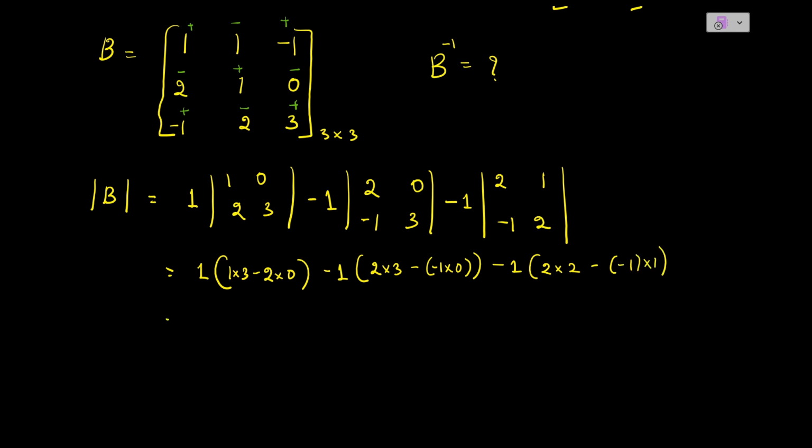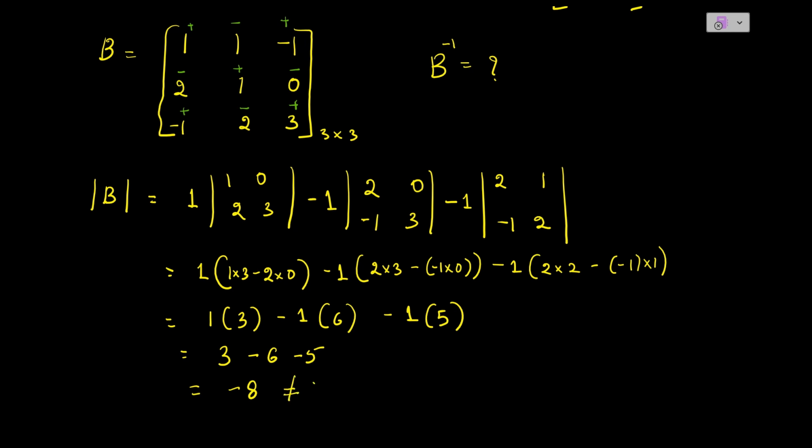Now solve this. So 1 into 3 minus 0. This is 3. So minus 1 into 6 minus 0. This is 6. And minus 1 into 4 minus of minus 1, which is 4 plus 1, and this is 5. So the answer is 3 minus 6 minus 5. So this gives 3 minus 6 minus 3, minus 3 minus 5 gives minus 8. And this is not equal to 0, which means B inverse exists. We can find the value of B inverse.